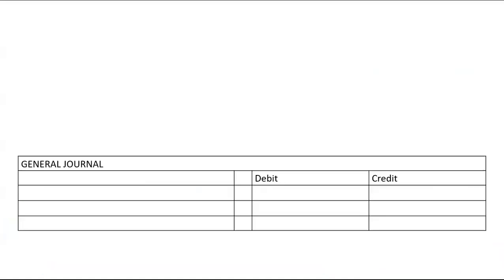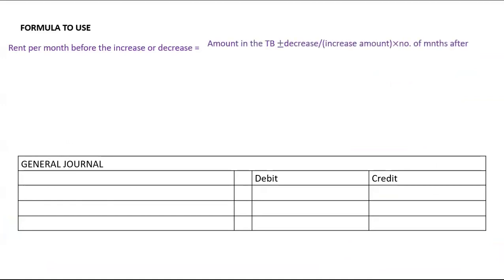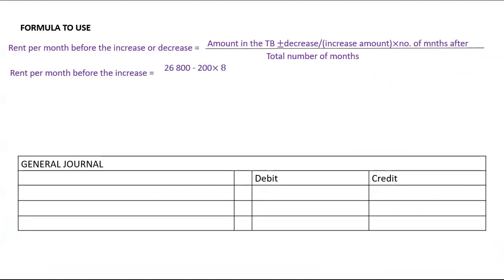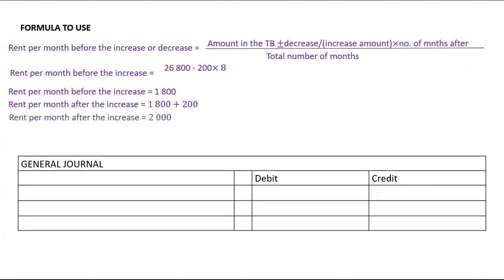You could have used the formula that I introduced earlier on. So the amount in the trial balance was 26,800. It was an increase, so we're going to subtract. The increase was 200. You want to times it by 8 and then divide it by 14, which will give you 1,800 rand. After the increase, it will be 1,800 rand plus 200, which will give you 2,000 rand.